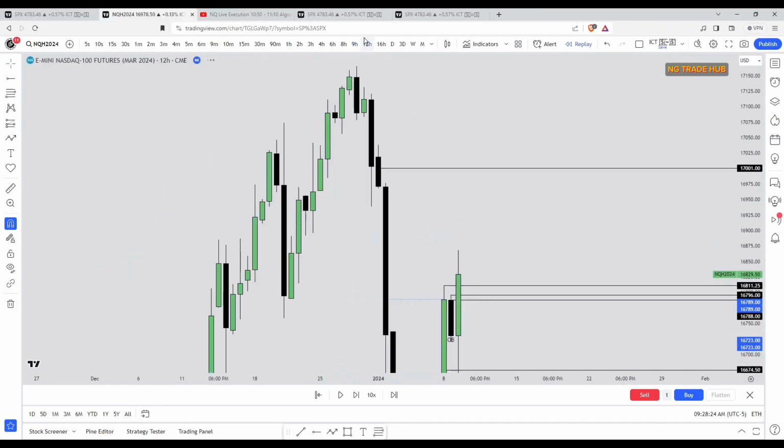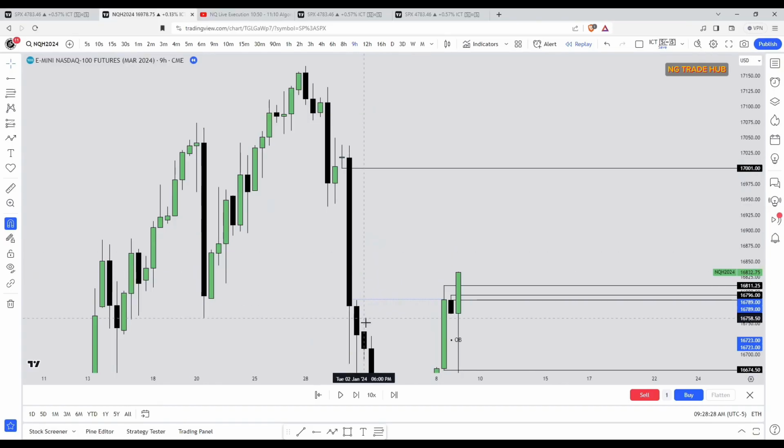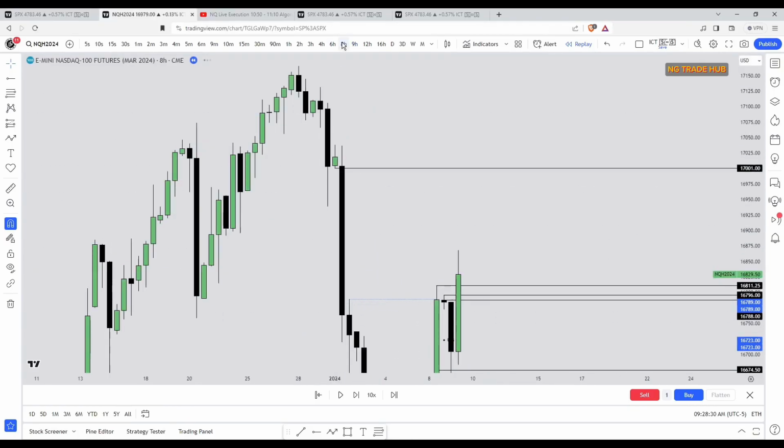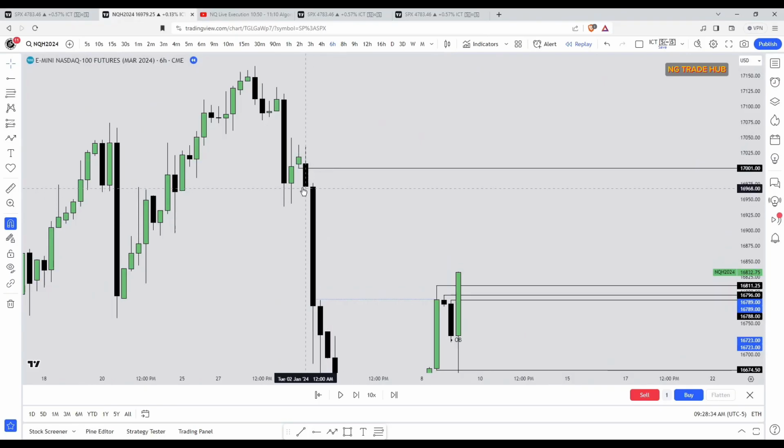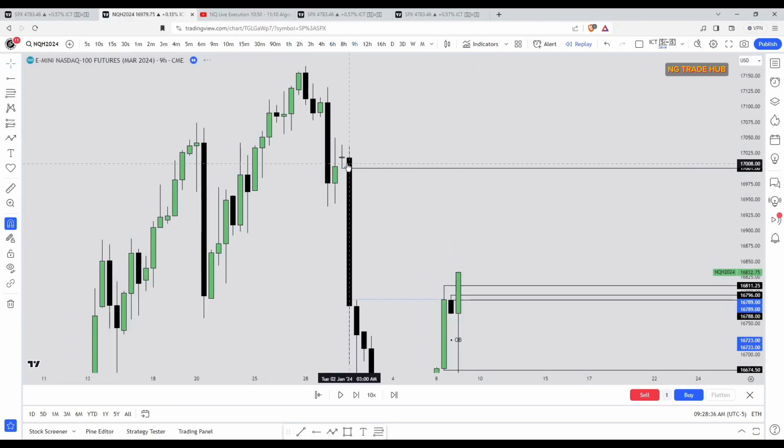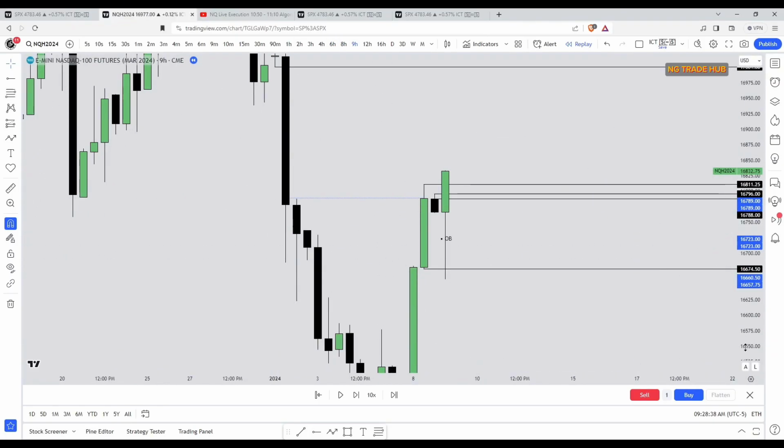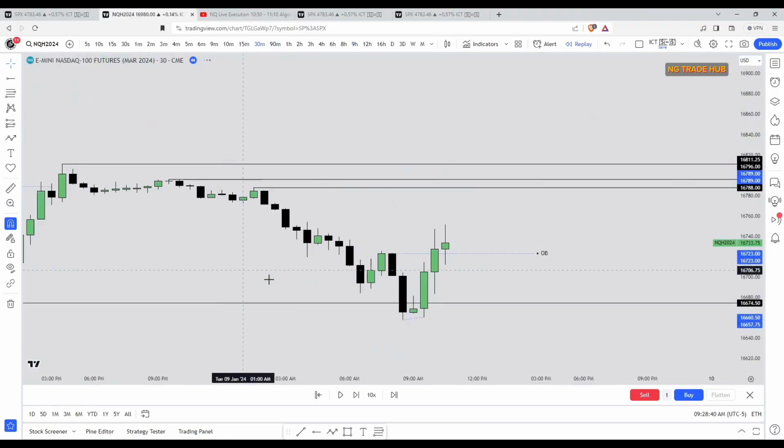Why the 9 hour? Well, just because the fair value gap looks clean on that time frame. So we just have a large inefficiency. If we look on the hour or the 8 hour, you could use that as well. 6 hour, I mean, it would be this high. I'm just kind of capturing the entire imbalance here. But again, order flow has been bullish.